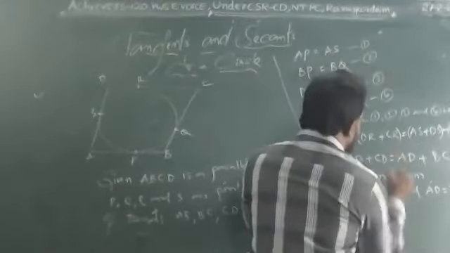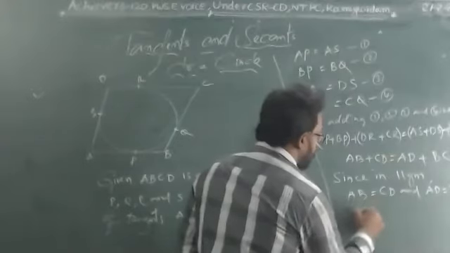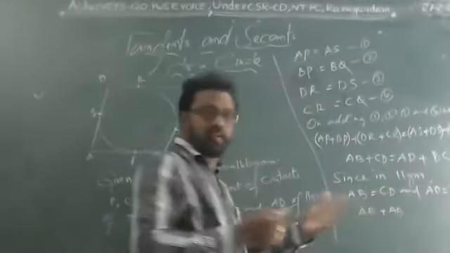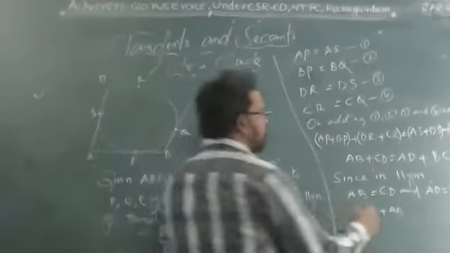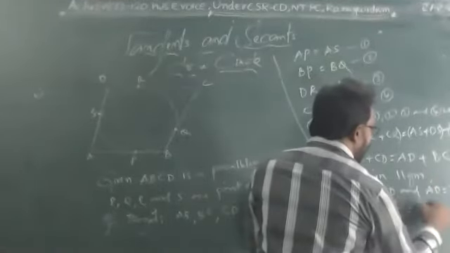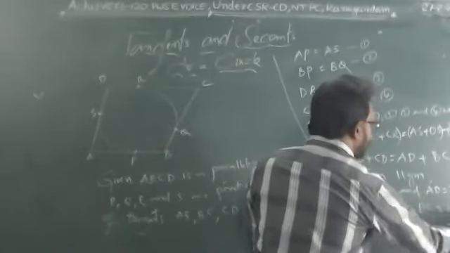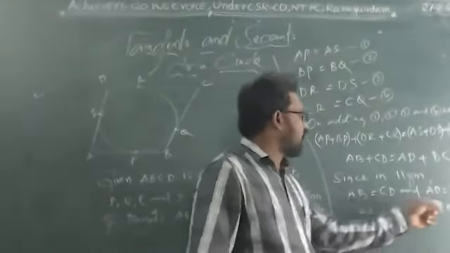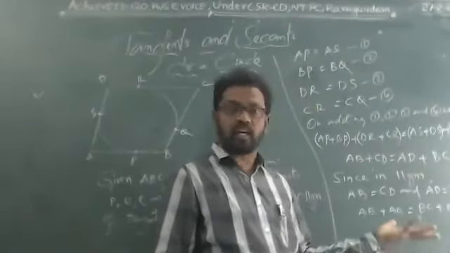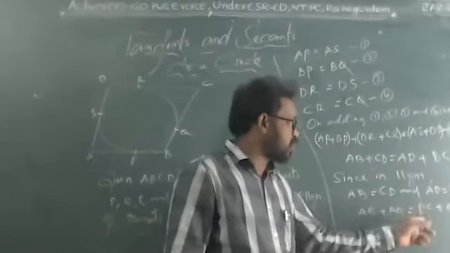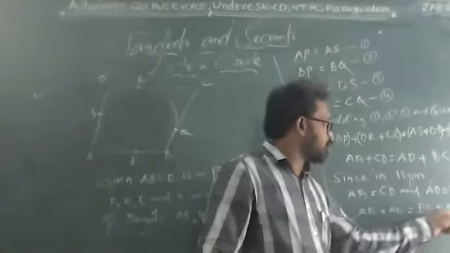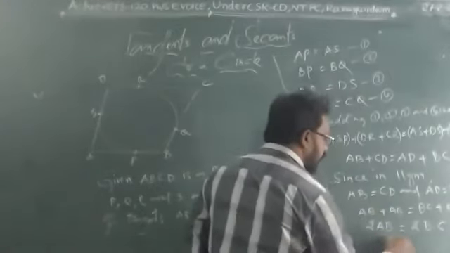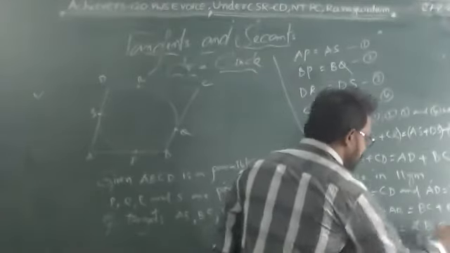Now in the place of CD, you can replace AB, because CD is equal to AB, as opposite sides are equal. So AB plus AB is equal to, and in the place of AD I am writing BC, because AD is equal to BC. You could also write AD plus AD, no issues. So BC plus BC. AB plus AB is 2AB, BC plus BC is 2BC. The 2 gets cancelled, and you get AB is equal to BC.